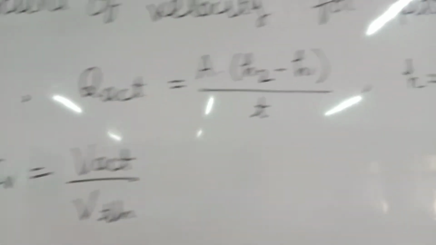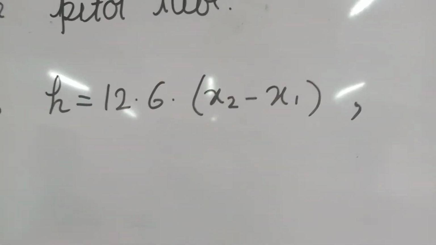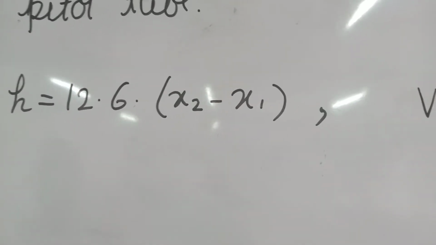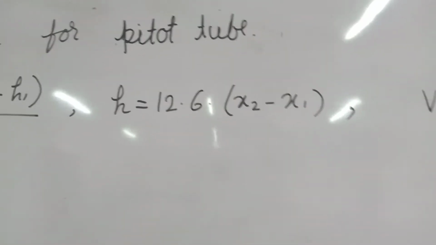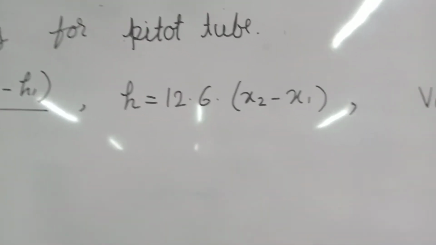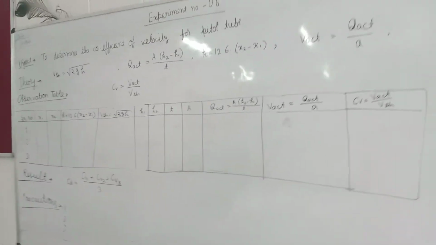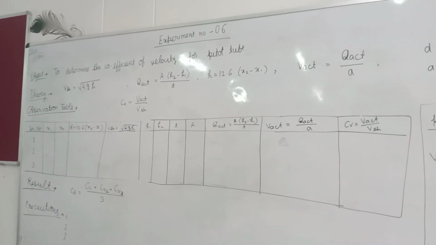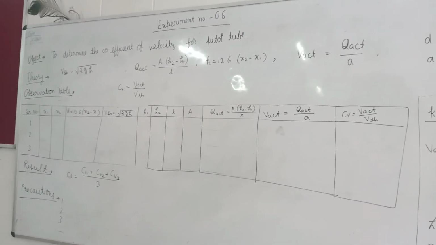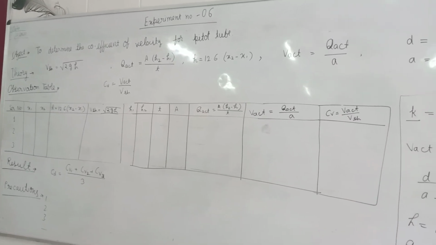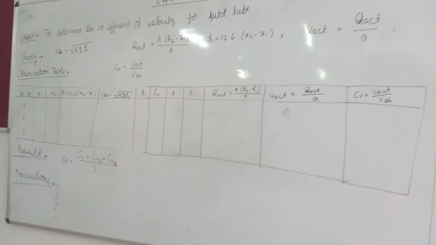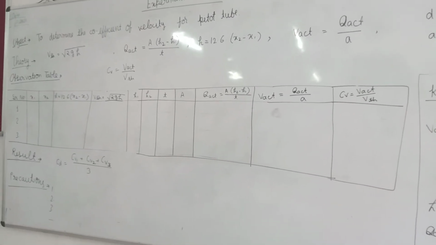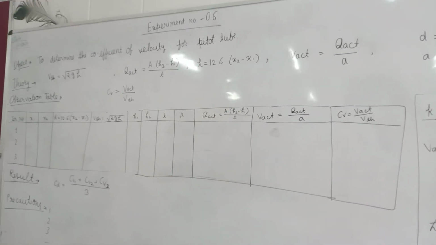The value of h can be determined with this equation 12.6 of x2 minus x1, in which x1 and x2 are the mercury reading at left and right limb of U-tube differential manometer. When we take all the readings, then the value of CV can be determined in this way. For avoiding manual errors, we do this process 3 times and then we take average of 3 values and the value of coefficient of velocity is determined.